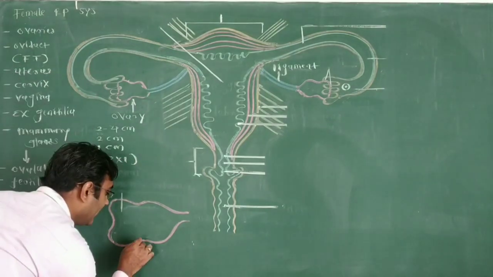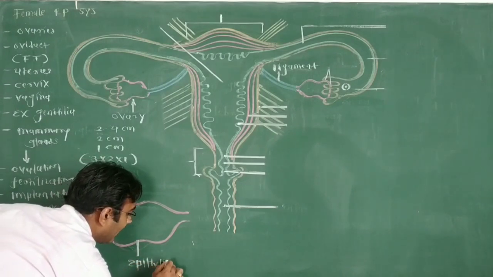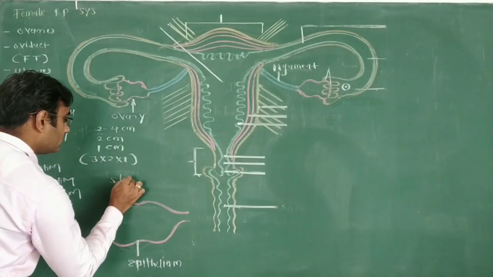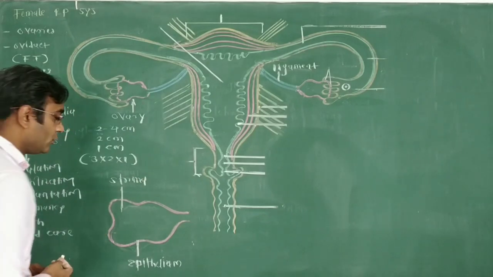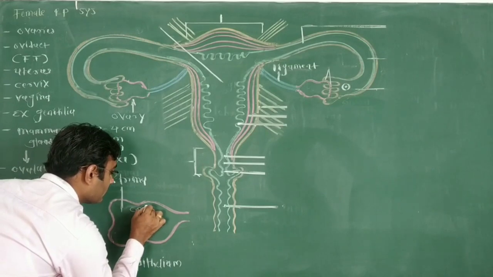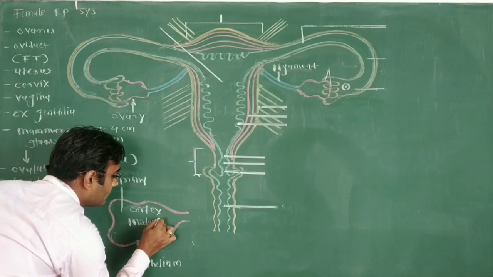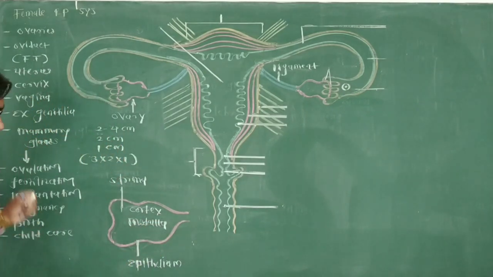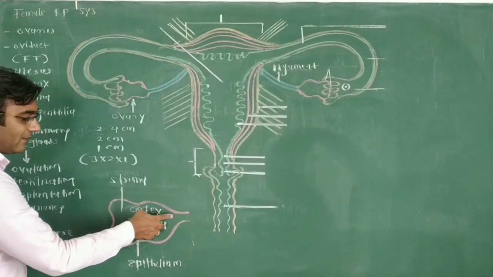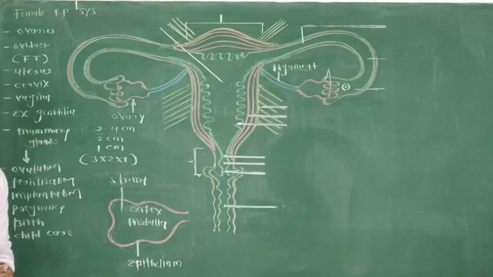The ovary is externally covered with a thin epithelial layer, and the internal region is the stroma. The stroma is divided into two parts: the peripheral region of the stroma is the cortex, and the middle, internal region is the medulla. So the ovary is externally covered with epithelium and internally has stroma, with a peripheral part, the cortex, and an inner part, the medulla.